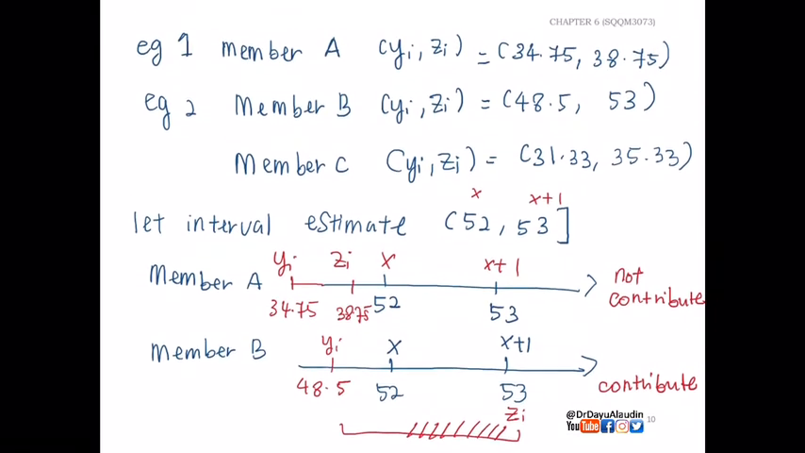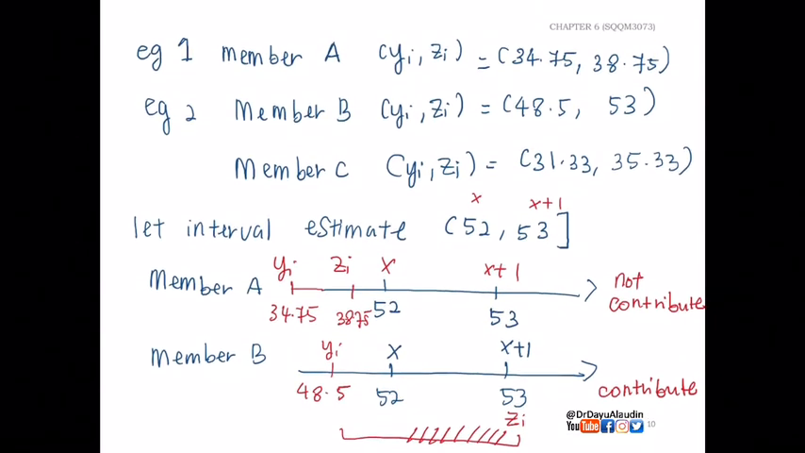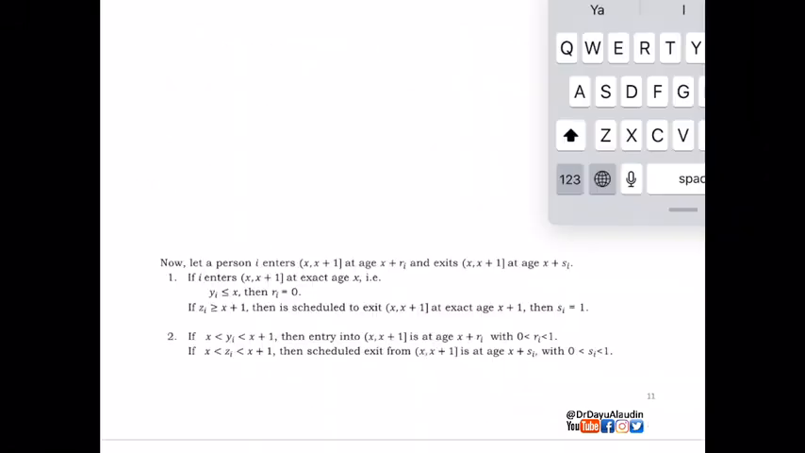So how about member C? Member C, yi is 31.33 and zi is 35.33. So it is before the interval estimate, so member C does not contribute in the interval estimate of 52 and 53. So member C also does not contribute.